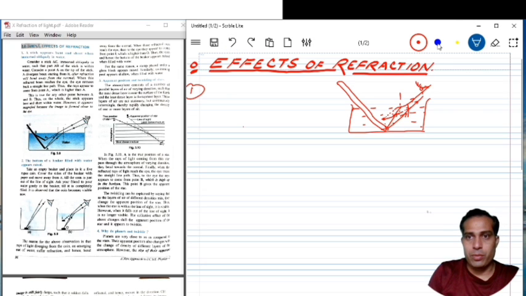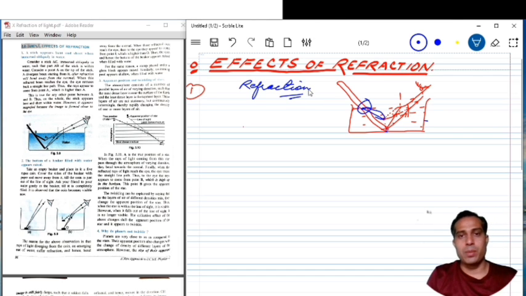Let me differentiate with the color now. This stick seems to be like this here. It means there is a bend at this point. And the lower surface of this stick seems to be a little raised from the actual depth of this tub, and it seems to be bent at this surface. That happens because of the refraction. This is the effect of refraction of light.